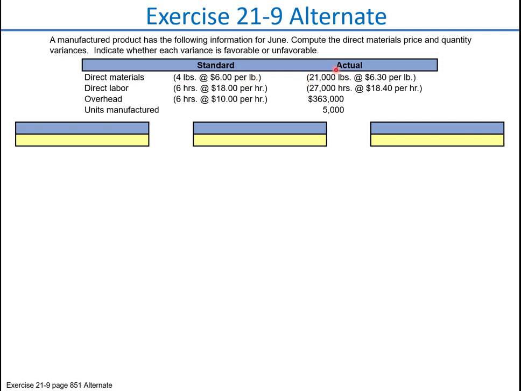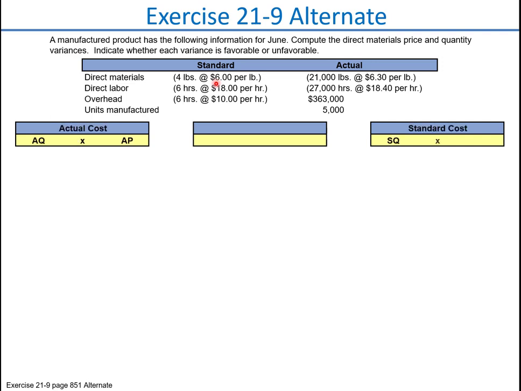And they used 21,000 pounds to produce 5,000 units. 5,000 times 4 is 20,000. They should have used 20,000 pounds, but they used 21,000. The standard was $6 per pound, and they paid $6.30. So we can see 2 of these variances will be unfavorable.